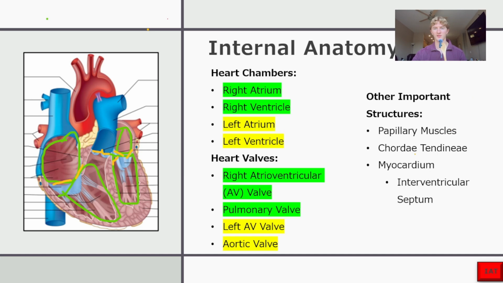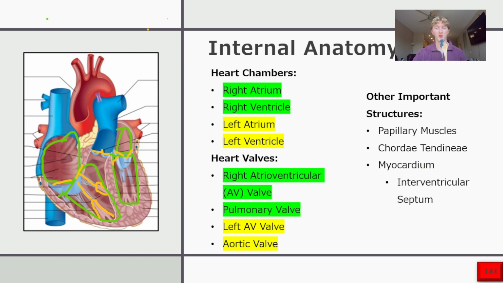Other important structures that we have to know about are first going to be the papillary muscles. The papillary muscles are going to be these little extrusions coming out of the walls of the heart that have these cords attached to them. These cords are called the chordae tendineae. And you notice that these cords actually go and attach to the flaps of the valves we talked about earlier. So, the main function of the papillary muscles and the chordae tendineae is actually to pull and shut the valves, right? So, they're going to mediate blood flow between these different chambers.